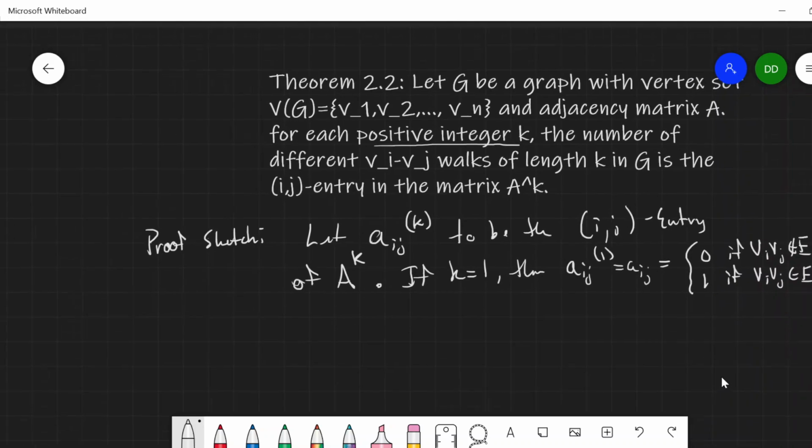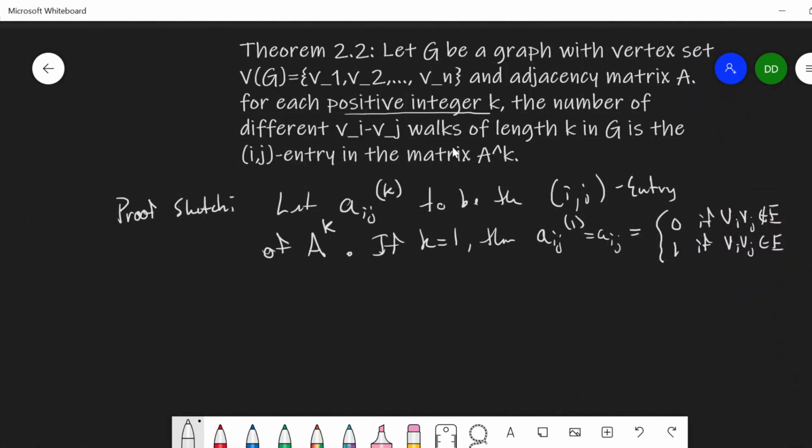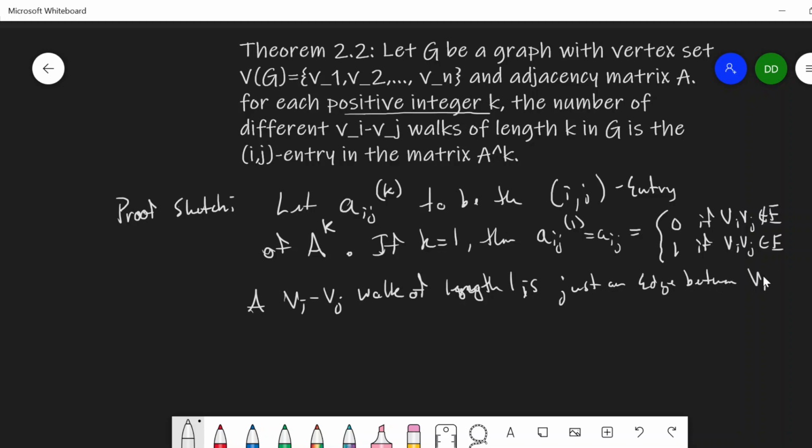So how does that relate to this theorem? Well, what is a Vi-Vj walk of length 1? A Vi-Vj walk of length 1, it's just length 1, that means there's just one edge in the walk. And so it must just be that edge between Vi and Vj. Length 1 is just an edge between Vi and Vj.